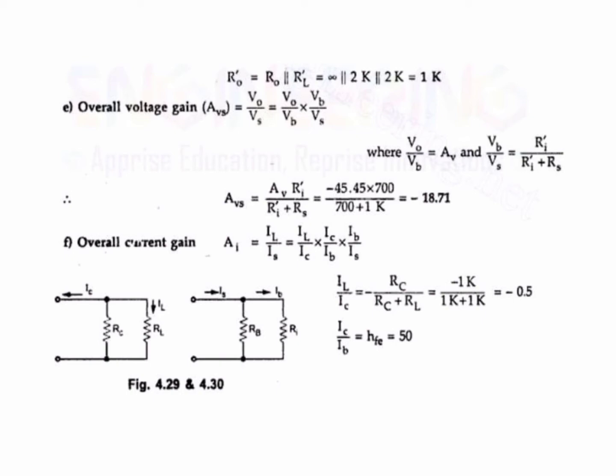From that we calculate the VB by Vs, and substituting values, we get minus 18.71. Please make the substitution correctly so as to get the correct answer. Okay, now similarly we can calculate the overall current gain.